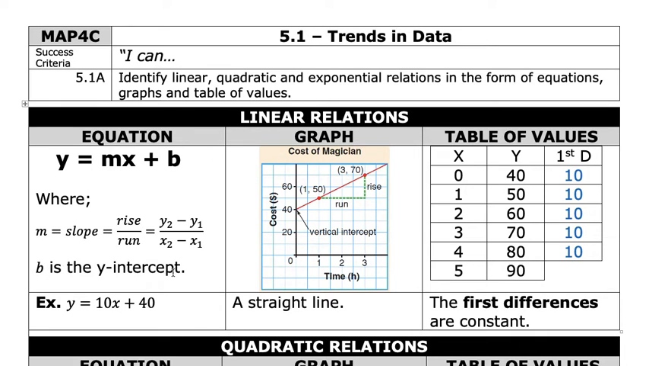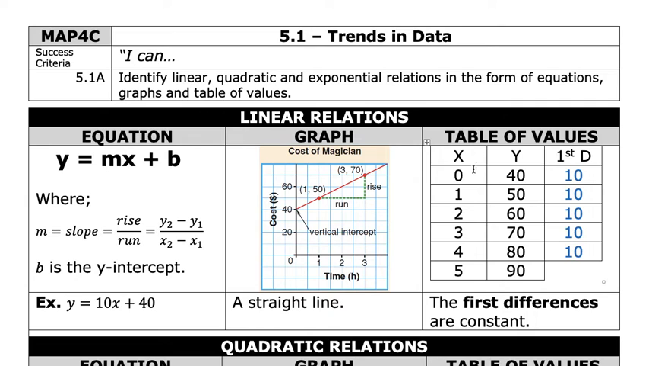b is the y-intercept, the next component of this equation. And here we can see by inspection that the y-intercept, where the line crosses the y-axis, is 40. So this is the graph. It's a straight line.